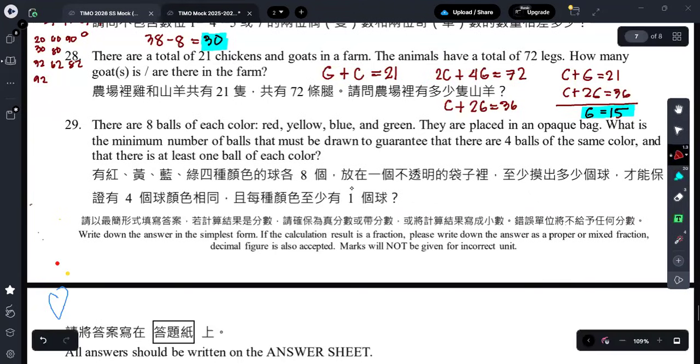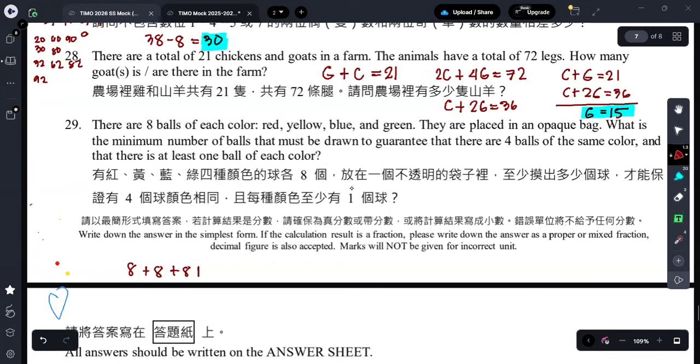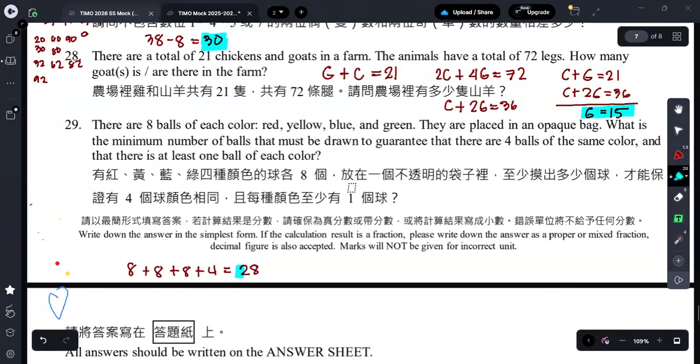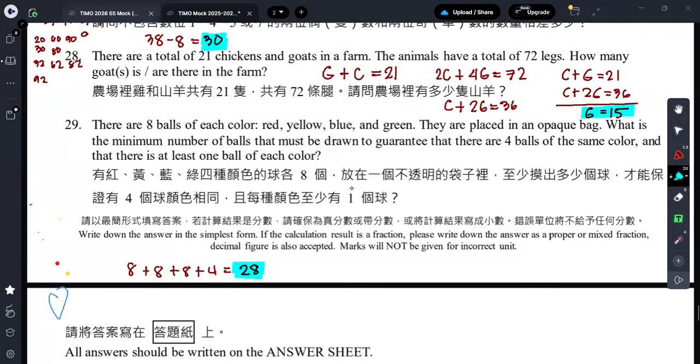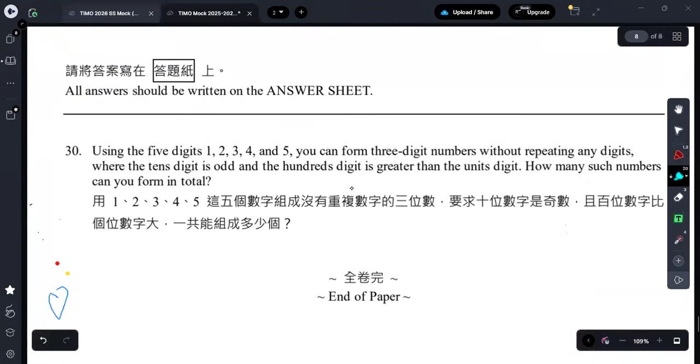You simply get the 8 plus 8 plus 8. Then what is the next number that we add? We add 4. Okay, very good. So this is equal to 24. So the answer is 28. Okay, this is to ensure that there will be 4 balls each.